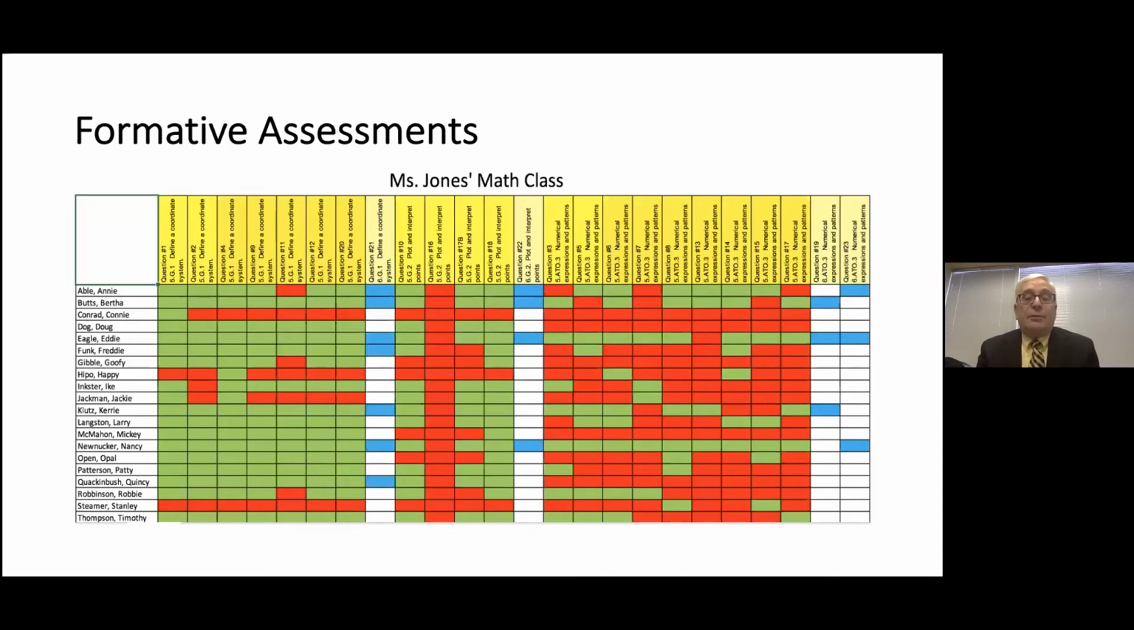Here's an example of formative assessments. And again, I don't know how many schools are doing this. I did this by hand, but a lot of schools are using products that develop these. If you look across this way, vertically, you can see that Connie Conrad is struggling all the way across the board. That's probably a student that you'd want to take an interest in. Happy Hippo is another one that seems to be struggling across the board, as well as Stanley Steamer. So again, the vertical piece tells you a little bit about each of the students and what they need to know and be able to do.